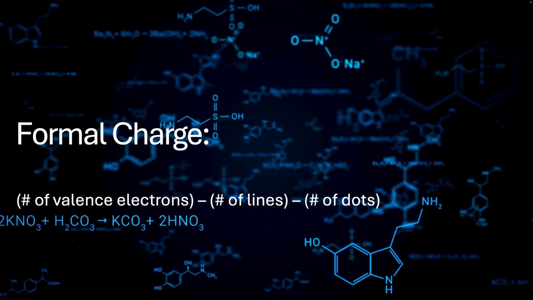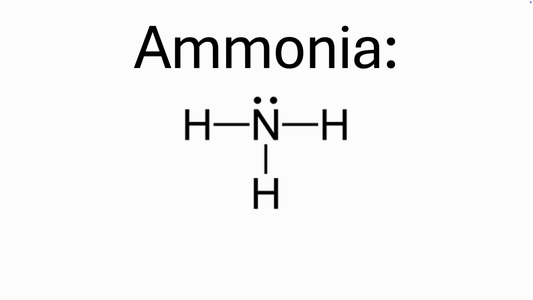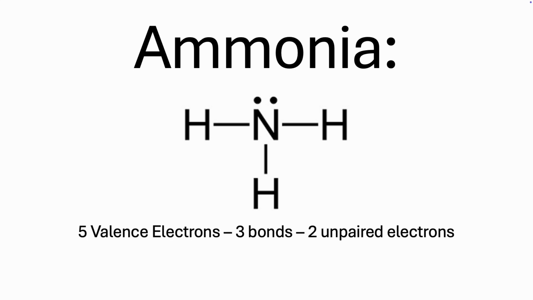Using this rule, let's find the formal charge of the nitrogen atom in ammonia, NH3. Nitrogen has 5 valence electrons, has 3 bonds or lines, and 2 unpaired electrons or dots. 5 minus 3 minus 2 equals 0. Therefore, the formal charge of the central nitrogen atom is 0.